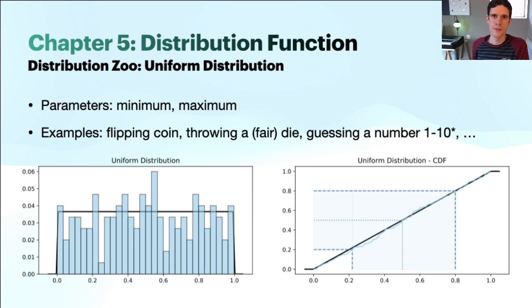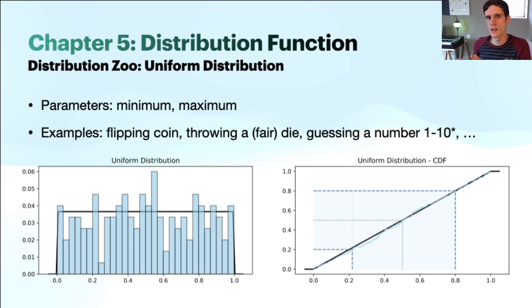And this function is the uniform distribution function, and probably the simplest one in the list, because here each value between a lower and upper bound are equally likely. So the parameters are indeed a minimum and a maximum, and between them each possible value will have an equal chance of occurring. Some examples are flipping a coin, which will be 50-50, throwing a fair die, either from 1 to 6 or whatever die you have, but also guessing a number from 1 to 10.